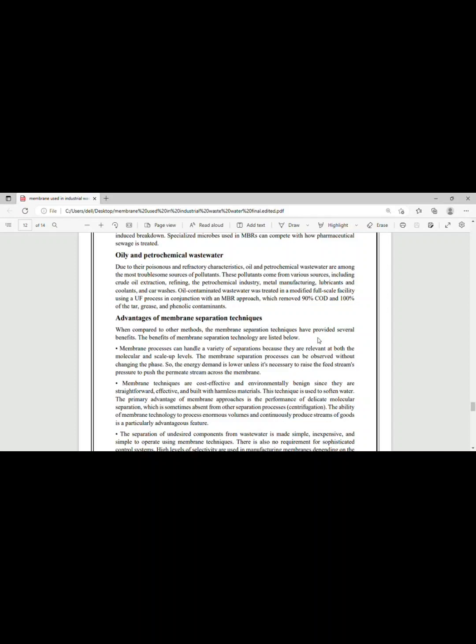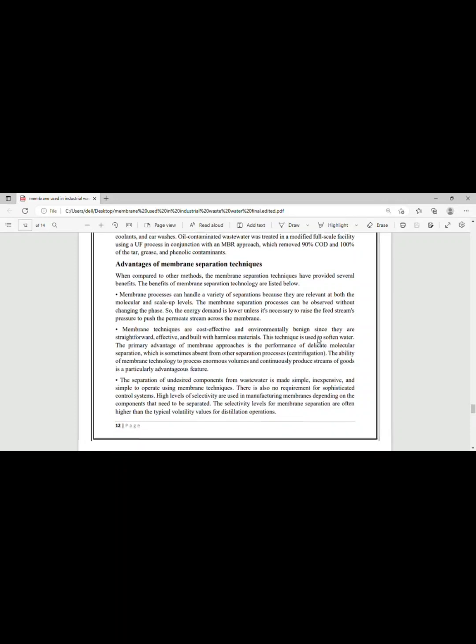Oil-contaminated wastewater was treated in the modified full-scale facility using a UF process in conjunction with the MBR approach, which removed 90% COD and 100% of the tar, grease, and phenolic contaminants.